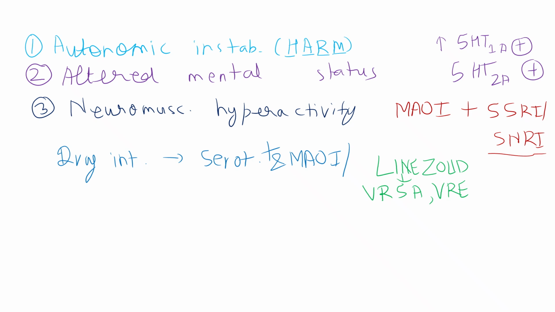Another cause is serotonergic drugs of abuse, such as ecstasy, also known as MDMA, which stands for methylenedioxymethamphetamine. It is an amphetamine, a drug of abuse. Then the clinical features, which I told you: mental status changes, autonomic dysregulation, and neuromuscular hyperactivity.